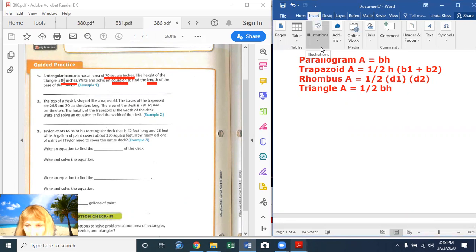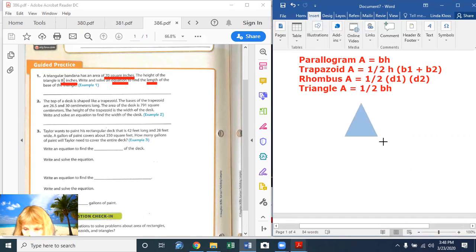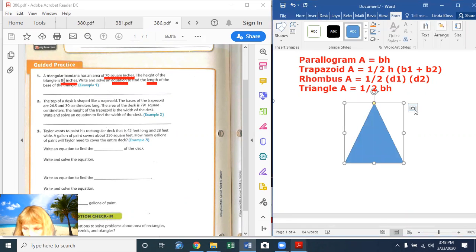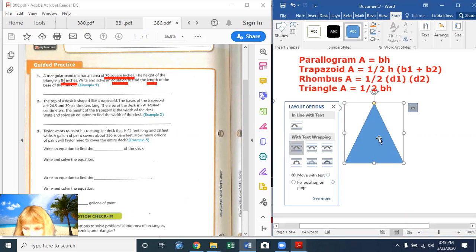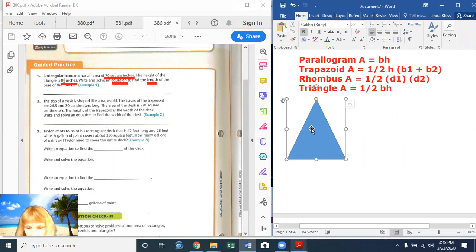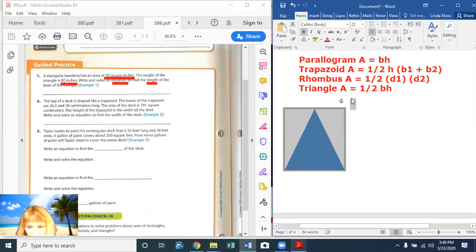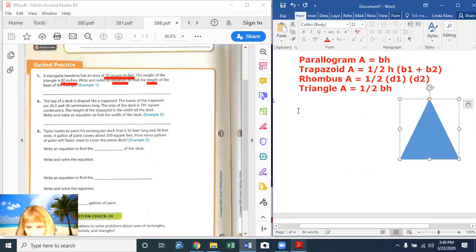I want to insert an illustration, a shape, and I want to find a triangle. Here we go. Let's make a nice triangle here. And let's wrap it so we can move it wherever we would like it to be on the page. There we go. Okay, so we know the area. So I'm actually going to move this down a little bit. Maybe I'll move it over here so we can work on this side.